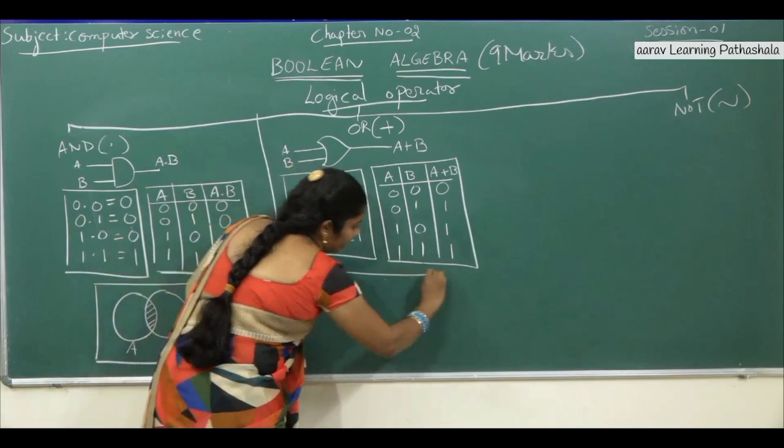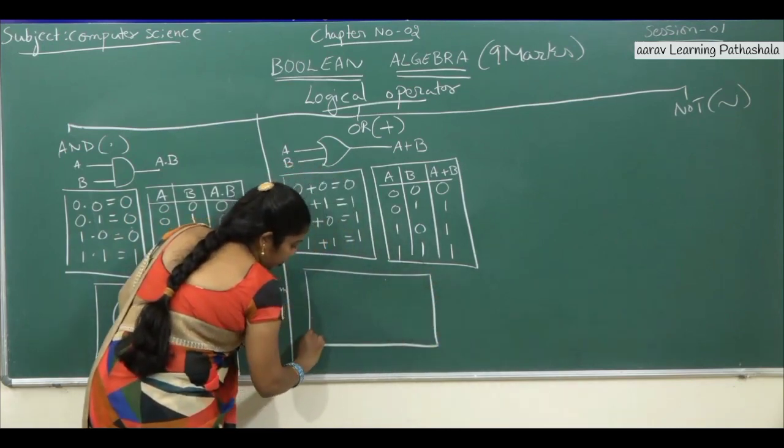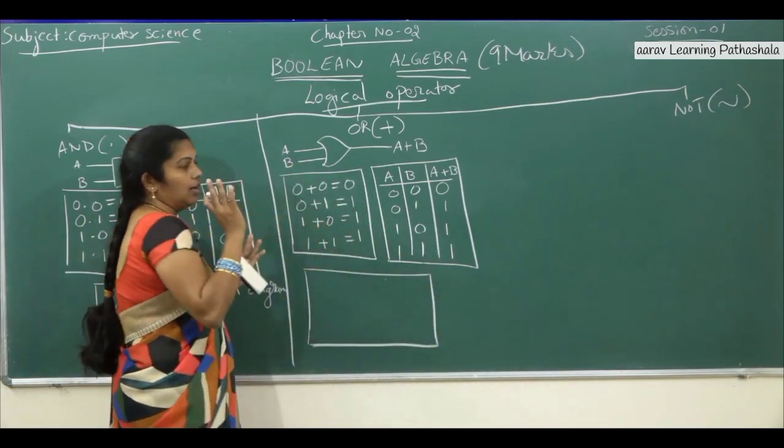Then how to write the Venn diagram for this one? I already told you, and in this case we are talking about 2 inputs.